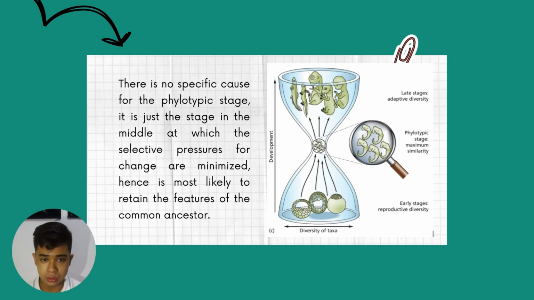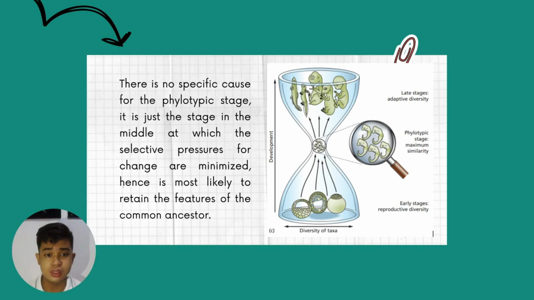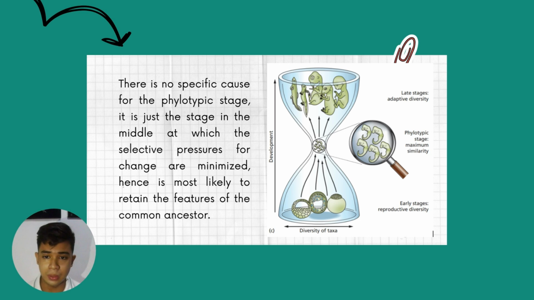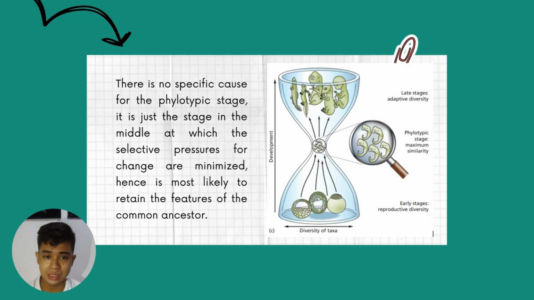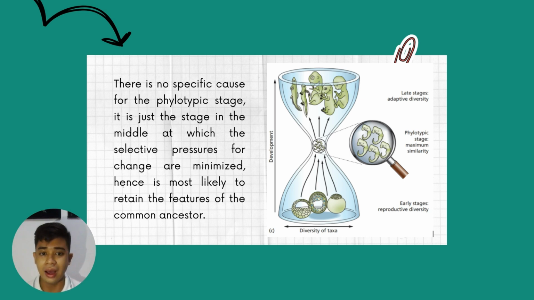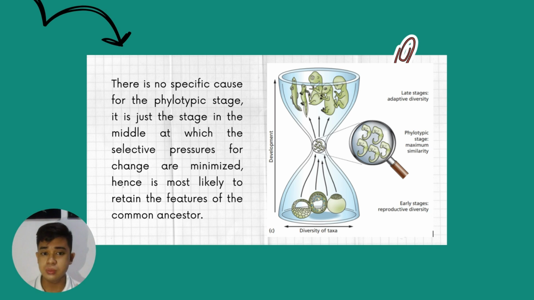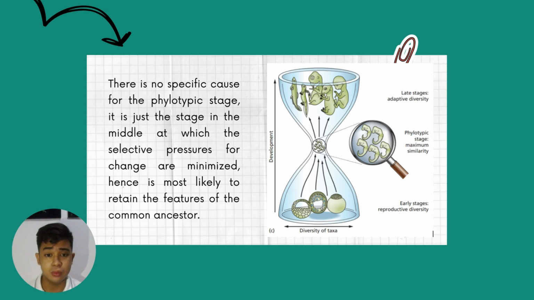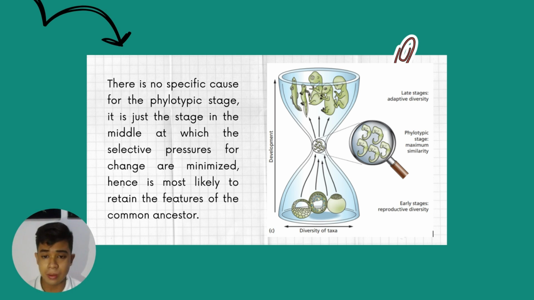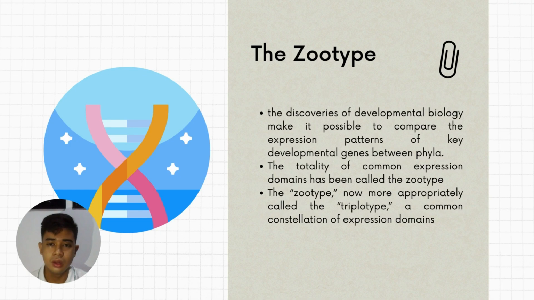in this hourglass figure, we can see the phylotypic stage, in which there is a maximum similarity of the members of the same taxon. So, at this point in their development, there are no selective pressures or disadvantages that may cause them to have changes. Therefore, the features at this point in their development can be retained from the common ancestor. So that is why they can be observed in most groups or most members of the groups, thus calling it the phylotypic stage.